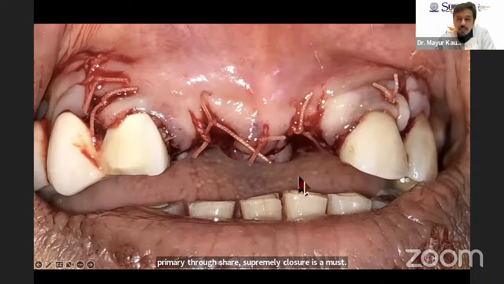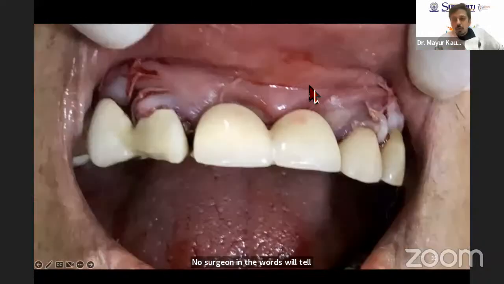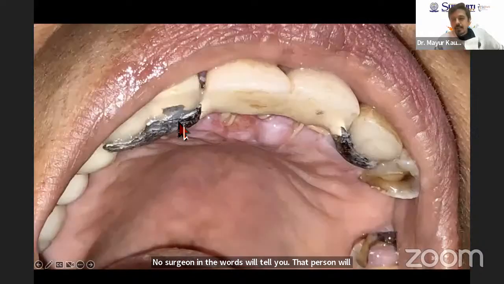Another thing, can I do immediate loading? Not at all. That quackery exists only with regard to dentistry. Do we go to an orthopedic surgeon with a broken hand, and that orthopedic surgeon tells us, I'm a very good orthopedic surgeon, now I've fixed your hand, you can go home and lift a bucket straight away? No surgeon in the world will tell you that. The person will say some period of immobilization is required. So no immediate loading. Maryland prosthesis is the key.